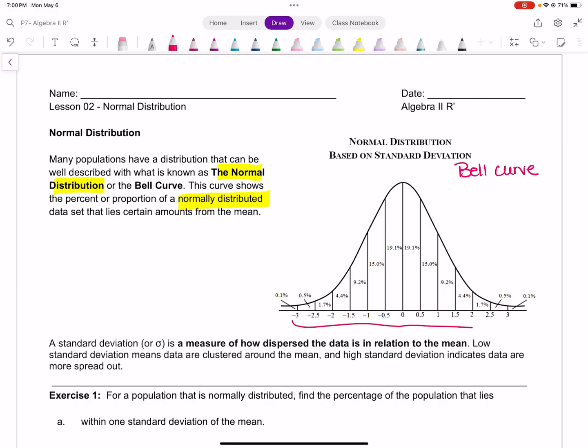Along the bottom, these are what we call standard deviations. And a standard deviation, or sigma, we use sigma to represent it. A standard deviation is a measure of how dispersed the data is in relation to the mean, which means how far away are you from the mean? The mean, remember, is the average.